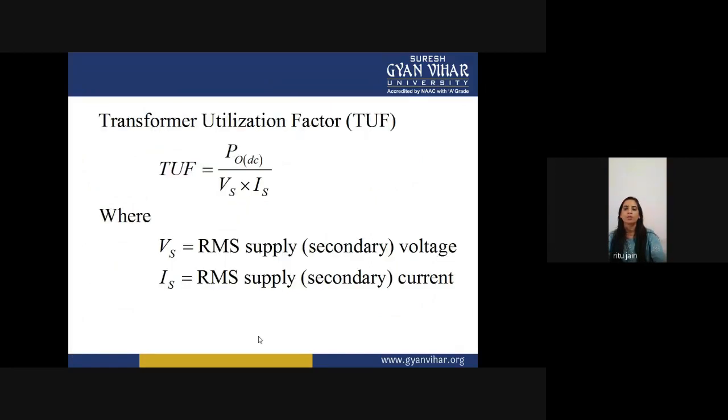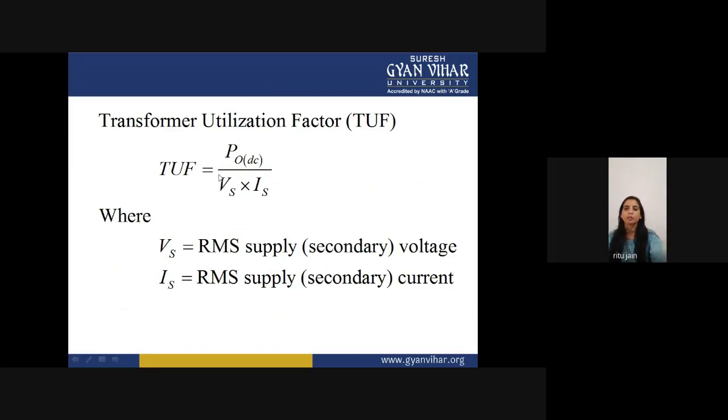Now the next formula, which is very important, is called your transformer utilization factor, and when you design any kind of circuit, that formula has a very important role. So we have to understand what the transformer utilization factor is. It can be written as TUF. The formula of transformer utilization factor is equal to output power, which is your DC power, divided by your input power, the input supply.